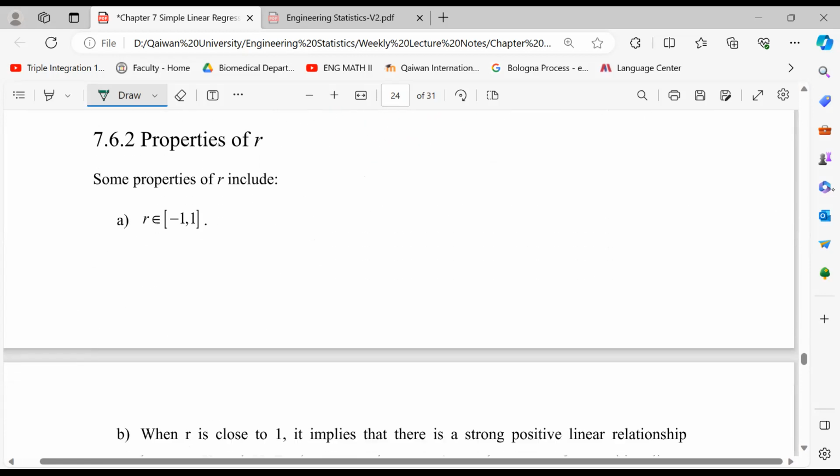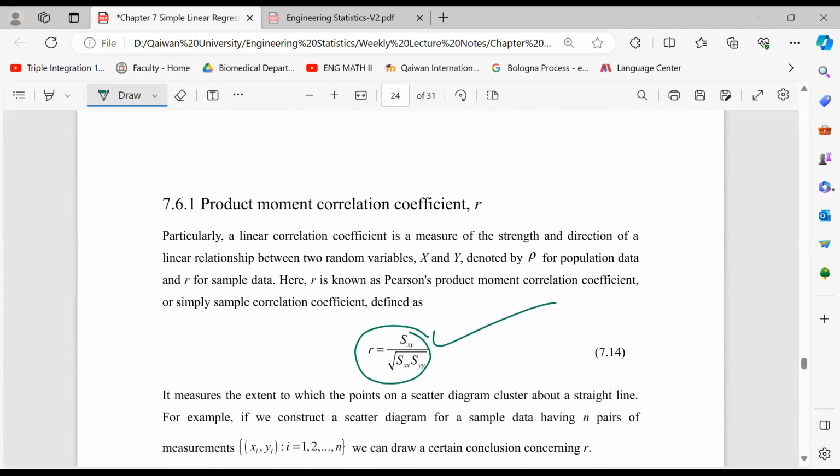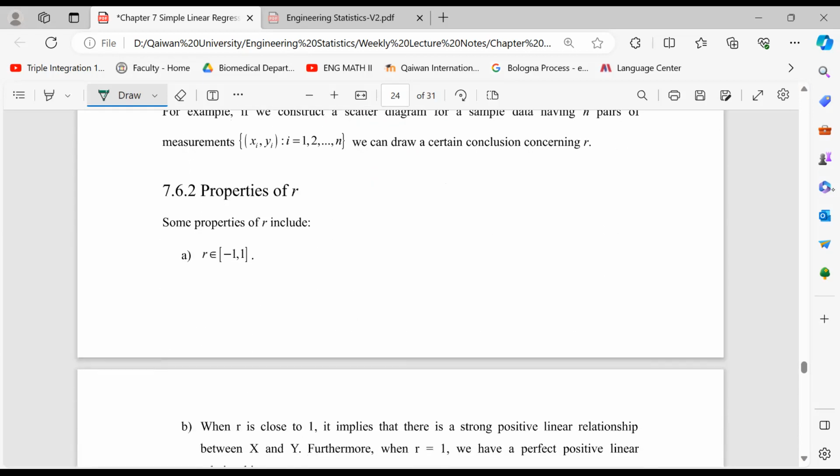Then, the property of R. This is R. This is the correlation. This is the correlation value. It's always between -1 and 1. It must not exceed -1 and 1. It must always be between -1 and 1. It could be 1 and it could be -1, but it couldn't exceed these two values. Okay? So it's always between -1 and 1.